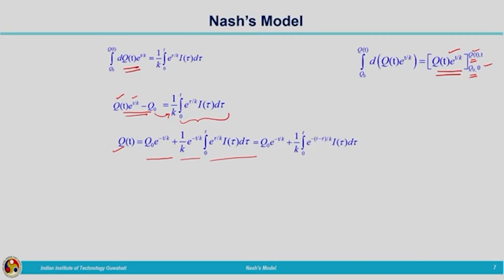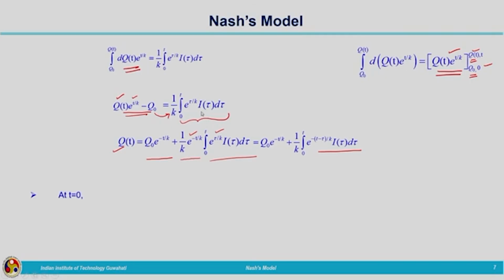So, this equation can be modified again as q naught e raised to minus t by k plus 1 by k integral 0 to t e to the power of minus (t minus tau) by k I(tau) d tau. These two terms, e to the power of minus t by k and e to the power of tau by k, combine together to form a single term, and we got the expression like this.